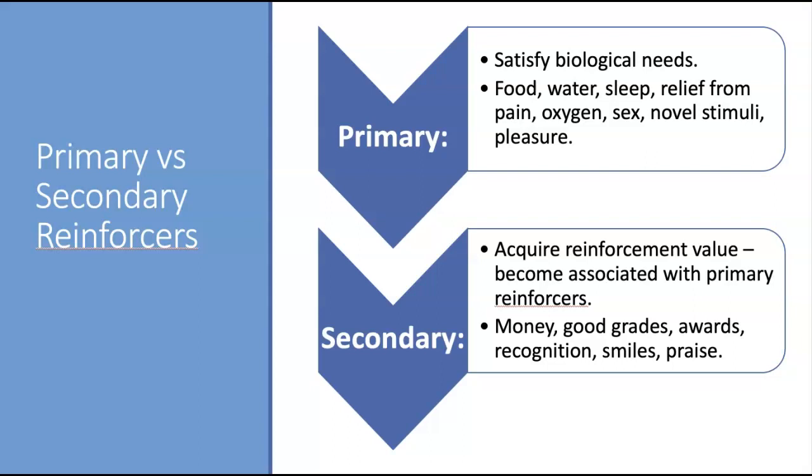Good grades, awards, recognition, we equate that with success, and with success comes hopefully a good job and money, which again can be used to meet primary needs or biological needs. And then things like smiles and praise tie into that need for affection that we have.